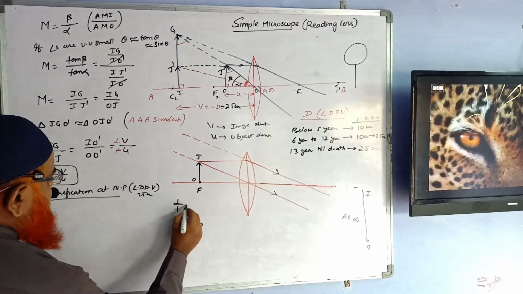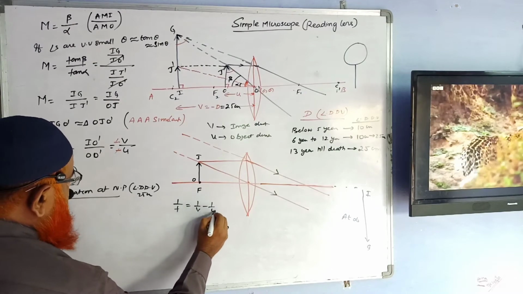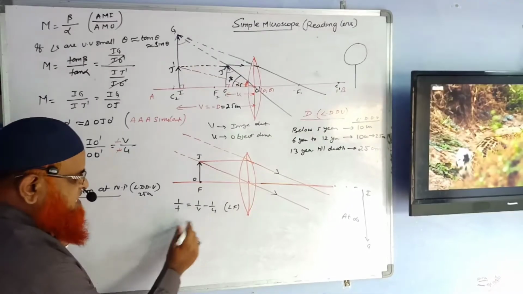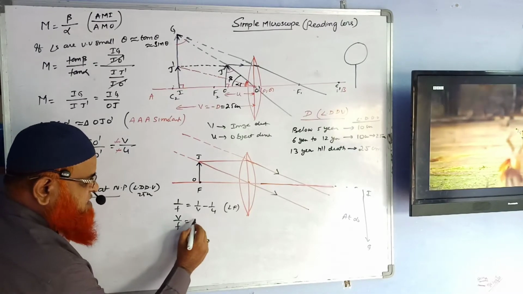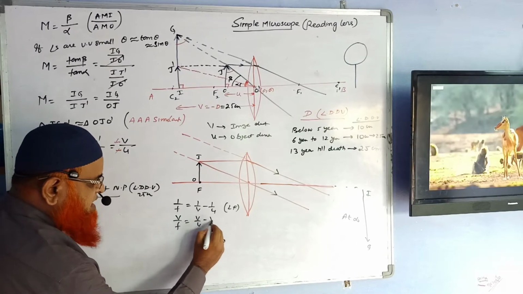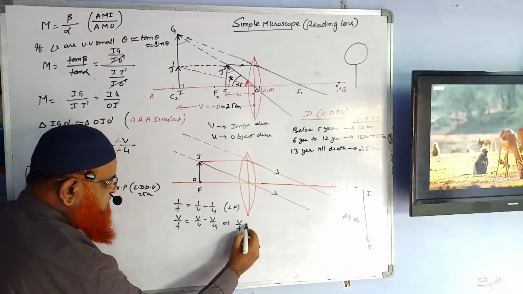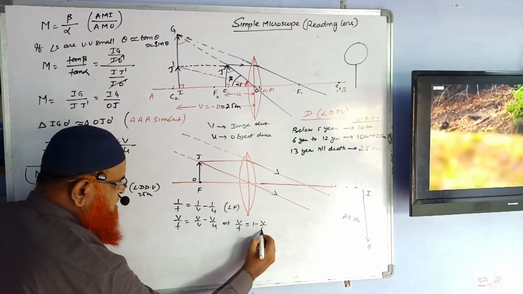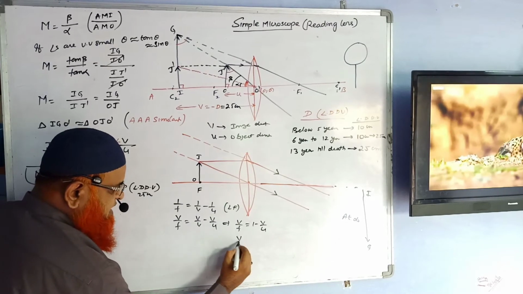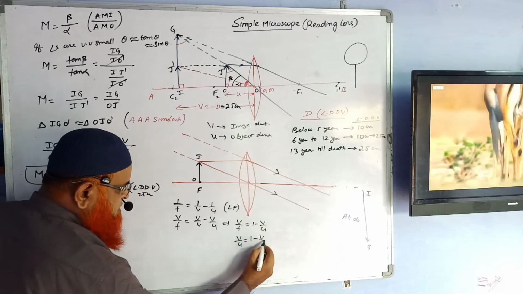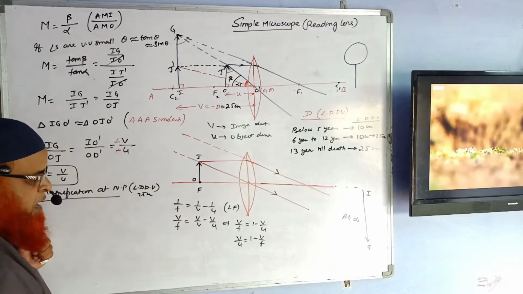You just write 1 by f is equal to 1 by v minus 1 by u. This is called as lens formula. And multiply on both sides with v. So v by f is equal to v by v minus v by u. So anyhow this is going to be v by f is equal to 1 minus v by u. V by u, you take it left side. Then you can consider v by f as right side. So this can be written as v by f here.